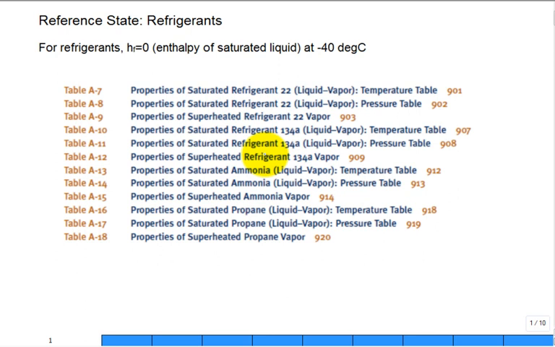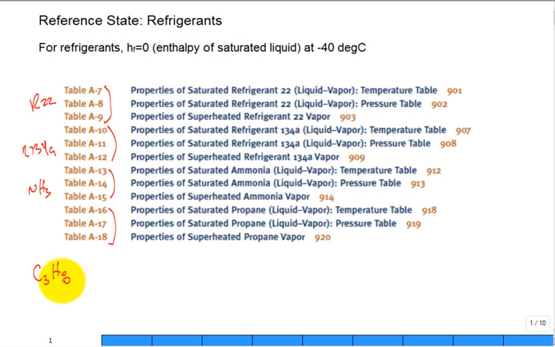Let's talk about refrigerants. The next three tables deal with R22. Then the next three tables deal with R134A. The next three tables deal with ammonia, NH3. The next three tables deal with propane, C3H8. Those are all used in vapor compression refrigeration systems.